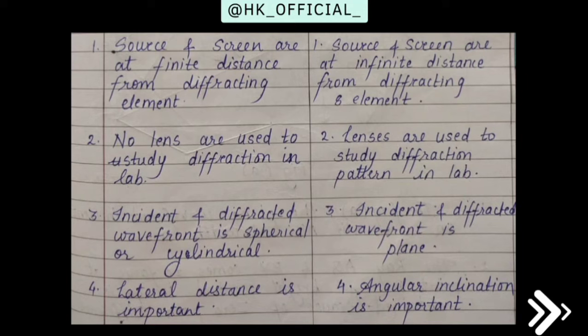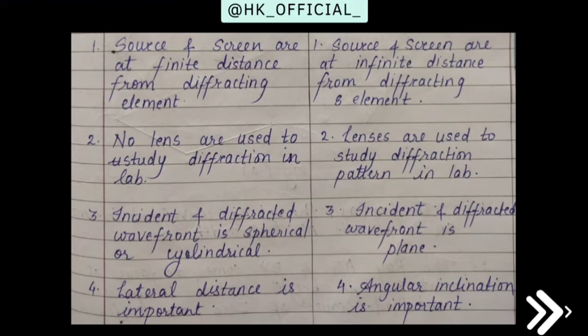The first point you have to consider is that the source and screen are at finite distance from the diffracting element. Finite distance is a very important word in this point, and in Fraunhofer you can see the source and screen are at infinite distance from the diffracting element. So here finite, and in Fraunhofer infinite distance is important.